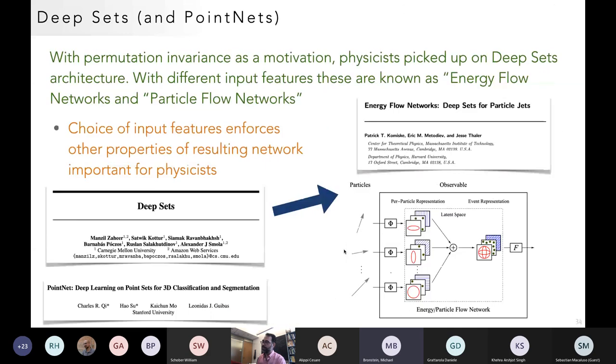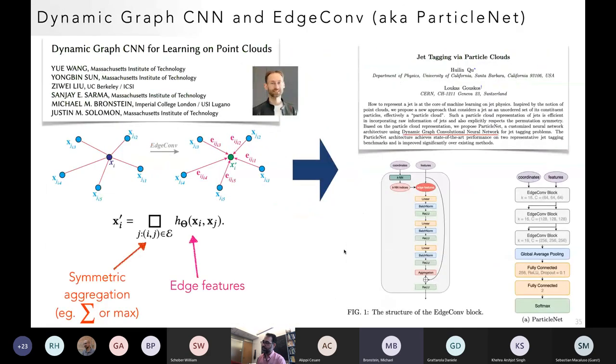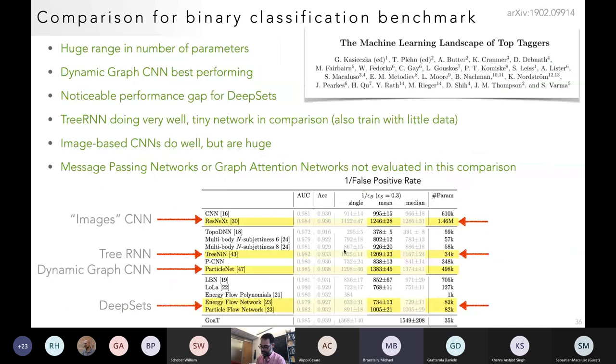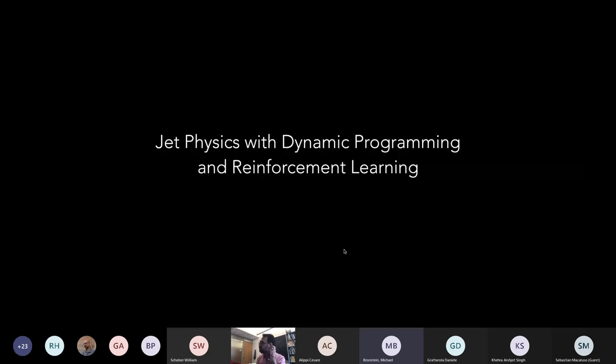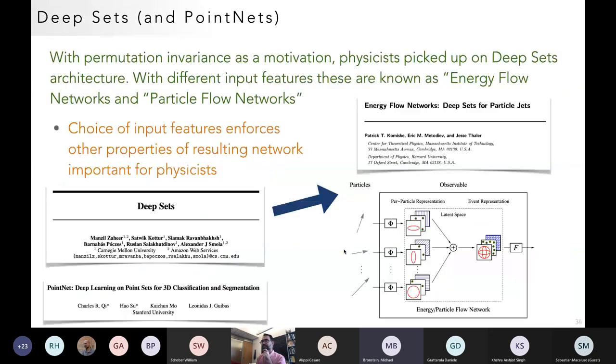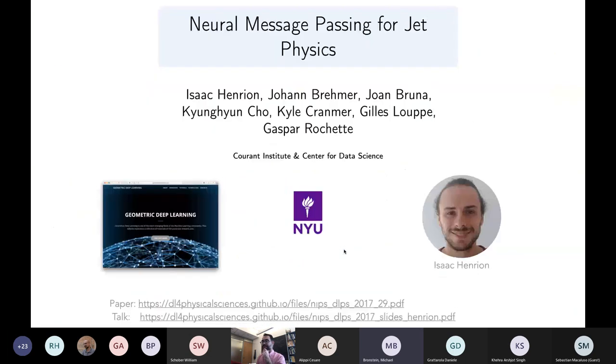Can I ask a quick question? You mentioned symmetries, and besides symmetries that come from physics, there are also possibly symmetries that come from the geometry, let's say, of the detector itself. How are these symmetries used in the architecture, and how do you combine the two?